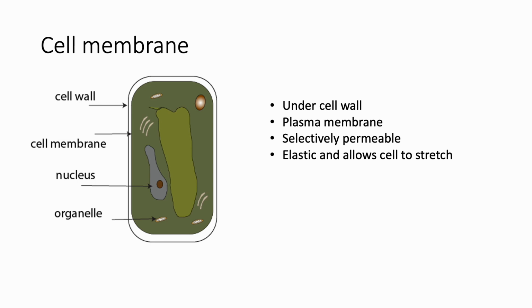The cell membrane. The cell membrane is under the cell wall. It's also called the plasma membrane. It's selectively permeable, so it will not allow everybody to enter. It will just allow certain substances to enter. Okay, like we give visa only to certain people. We don't give visa to others. It is elastic and allows the cell to stretch.